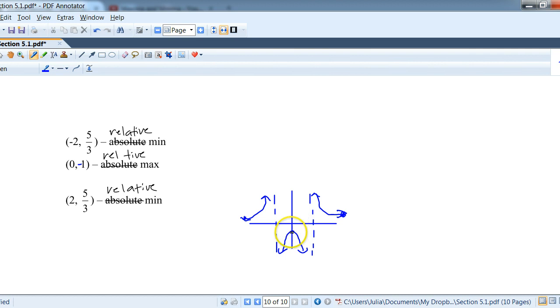So definitely with rational functions, draw the graph, and hopefully it'll make more sense what you have at each point. And that's it for this video.